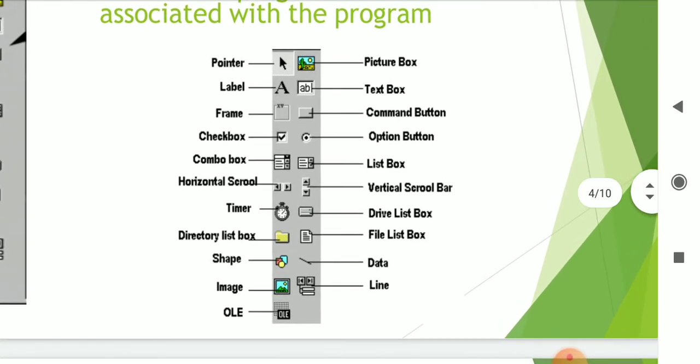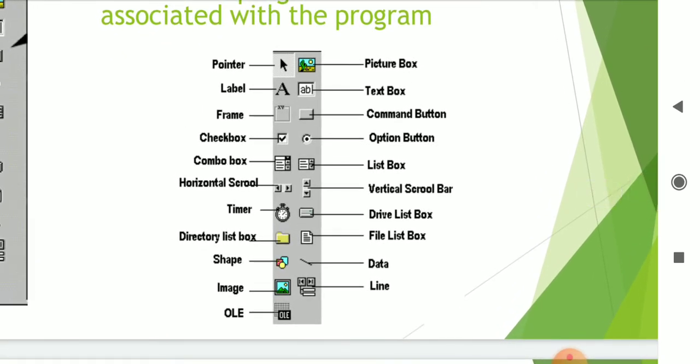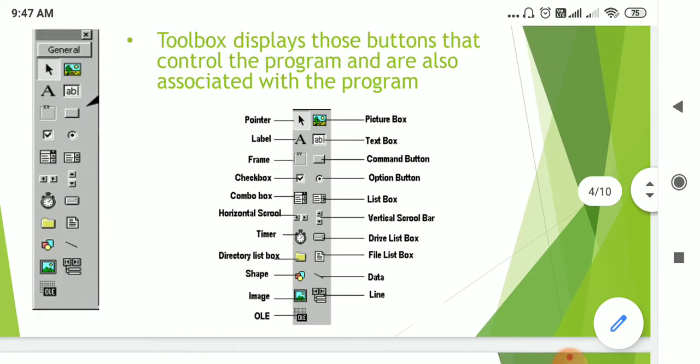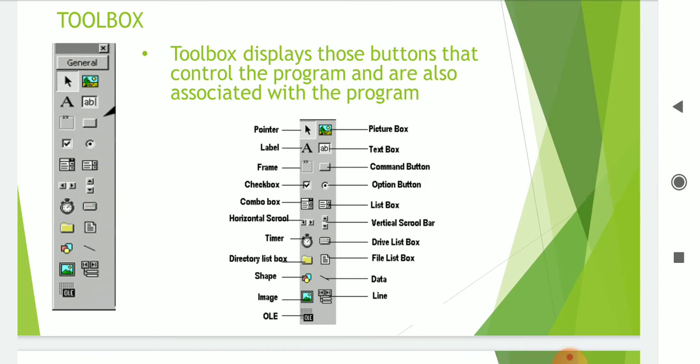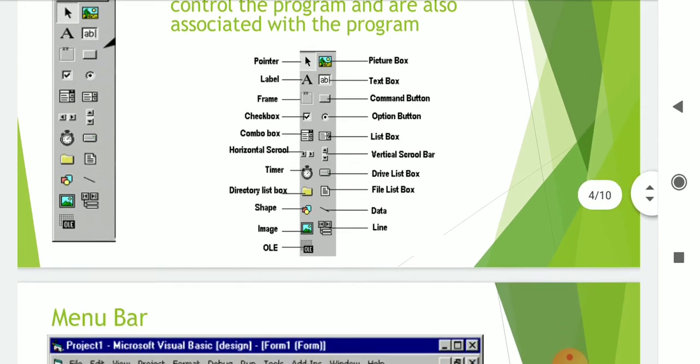we have the different options like pointer, label, frame, checkbox, combo box, horizontal scroll bar, vertical scroll bar, then timer, then list box, shape, images, object linking and embedding, picture box, text box, component, command button, option box, list box, vertical scroll, drive list, file list, data, and line. So number of components are there in the toolbox of the Visual Basic. These tools we will use as per our requirement. As the program requires, we have to use these toolboxes on the form.